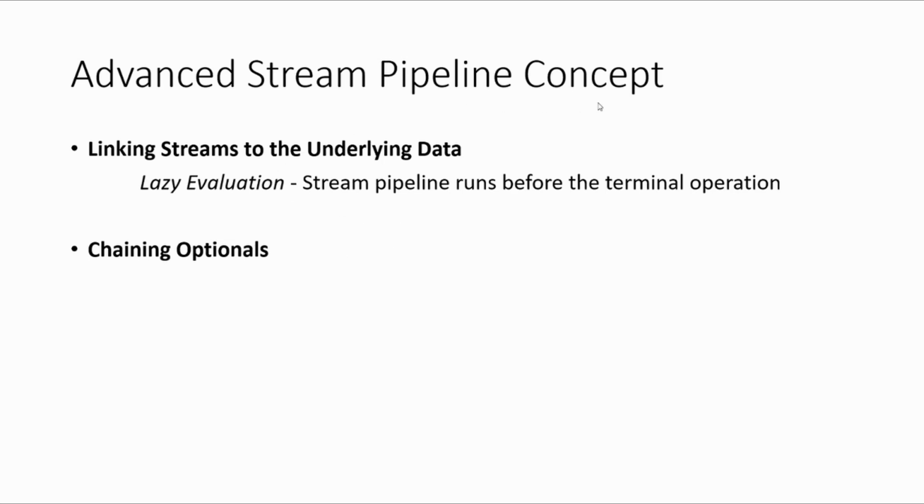Advanced stream pipeline concepts. You will see in this video the relationship between streams and underlying data, chaining optionals, and grouping collectors. To explain linking streams to underlying data, it is important to know about lazy evaluation. Lazy evaluation means delaying execution until necessary. We create the stream object, but the stream pipeline only runs at the terminal operation. It won't run when we create the stream.